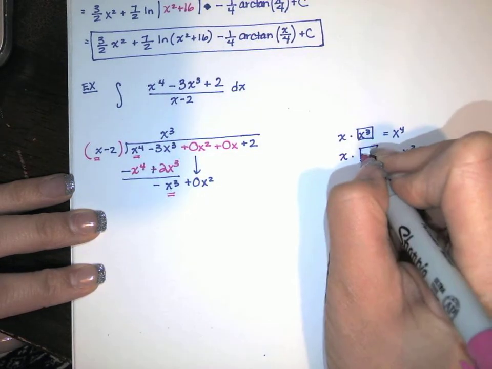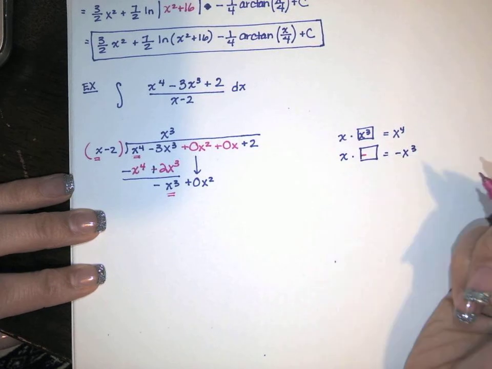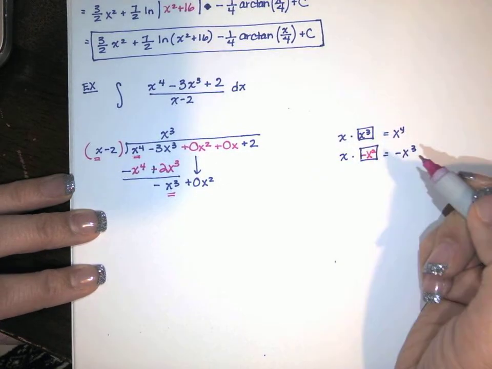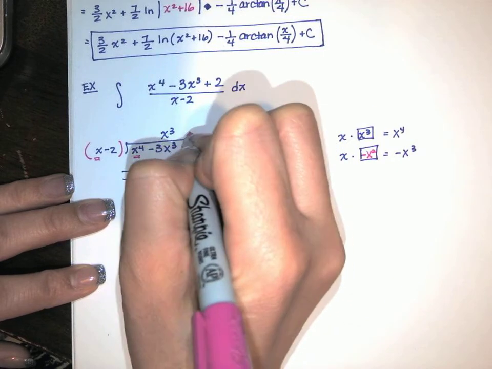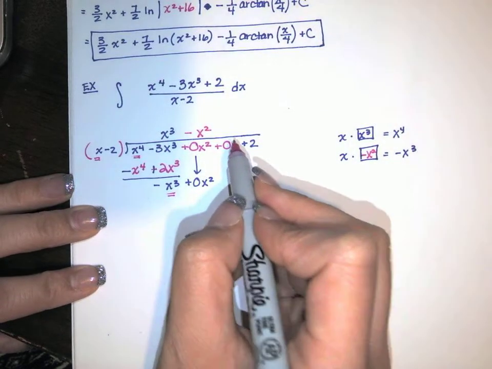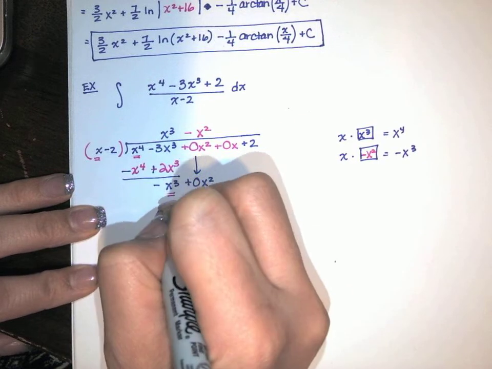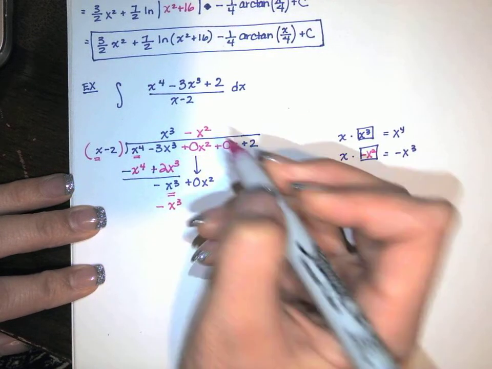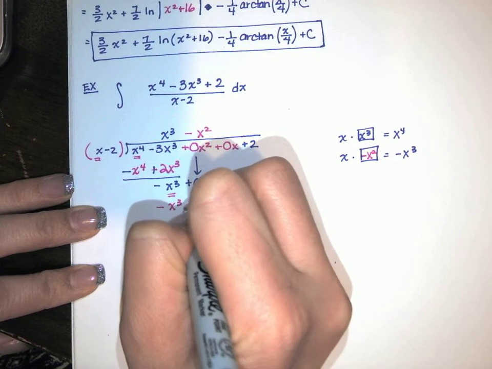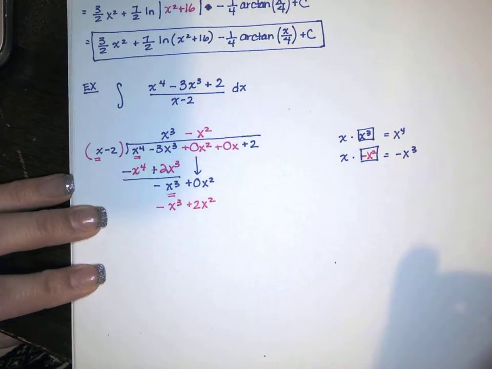Well, for the coefficient I know I need a negative. I've got 1x, I need 3, so I need 2 more. So I've got a negative x squared. I'm going to put that above the x squared term here, and then multiply. Negative x squared times x is negative x cubed. Negative x squared times negative 2. Negative times a negative is positive. We do that.